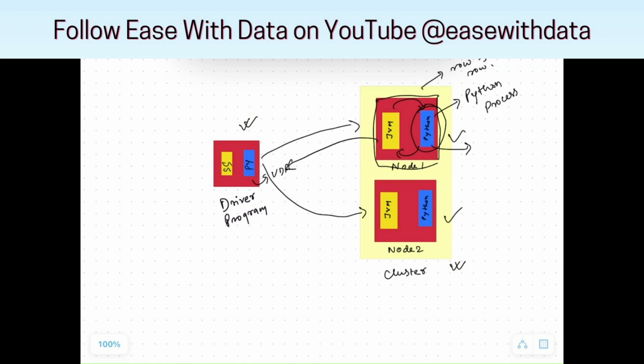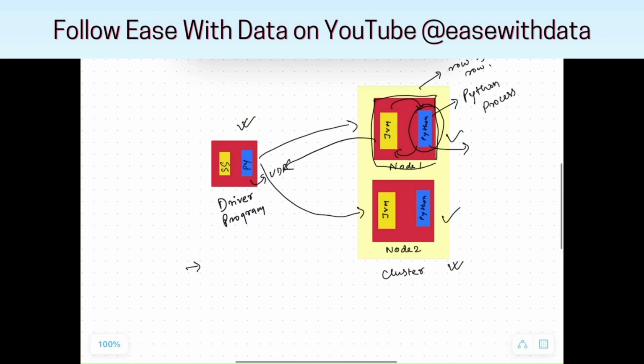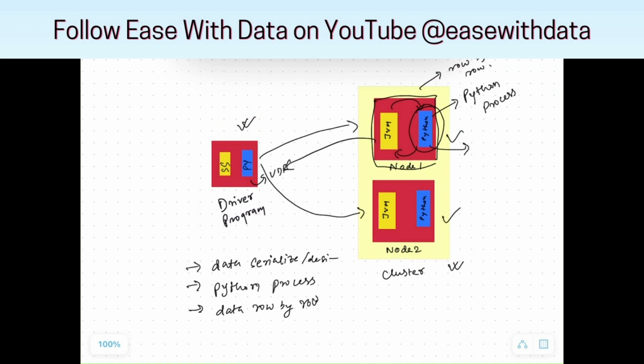So, if we try to understand the demerits here, first, the data needs to be serialized and deserialized. Next, the costly Python process has to be spun up. And once this Python process is up, the data needs to be processed row by row. Now, we know that writing a Python UDF can be expensive. Then what is a solution for this?